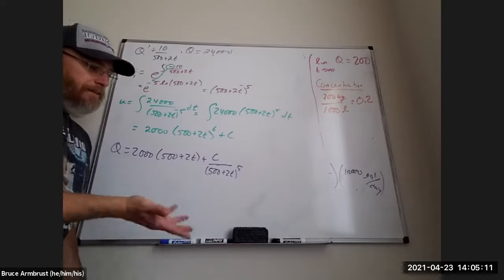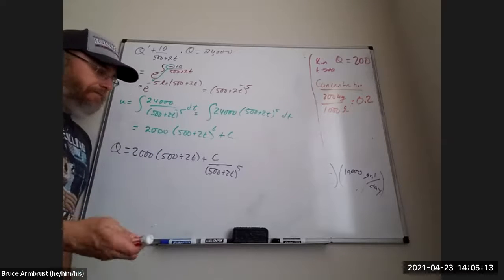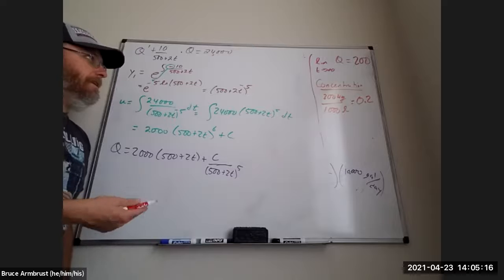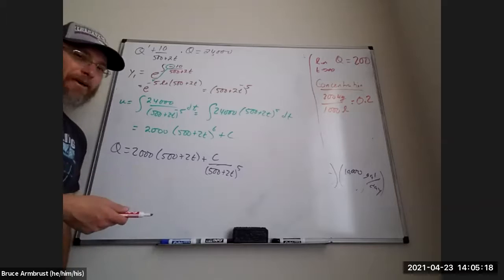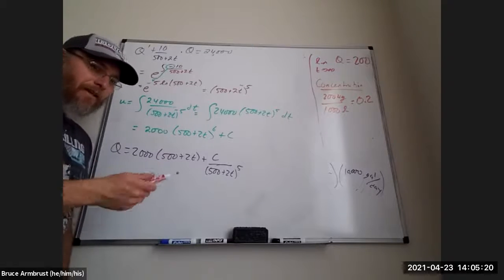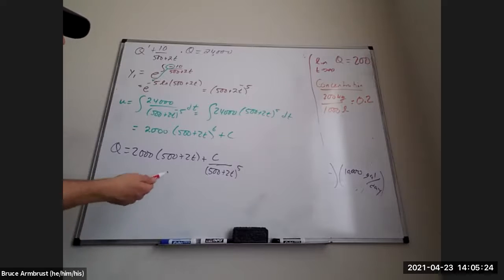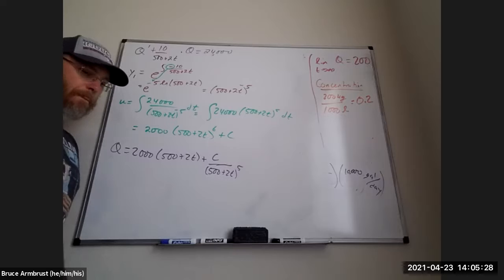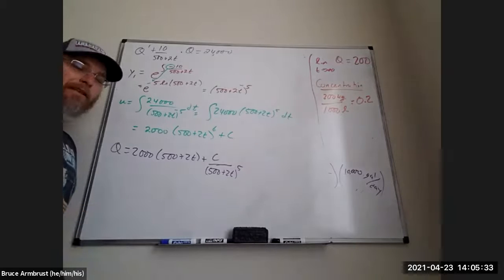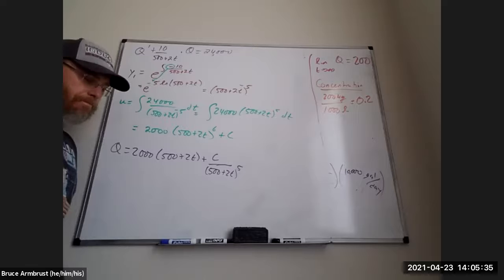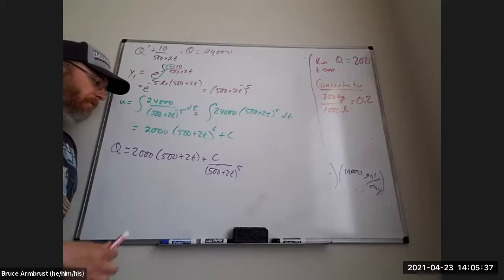All right, so now we've got to find C. Well, I think at this point you guys don't really care, but you probably didn't care a while ago. Let's at least figure out what C should be. So the question is, what's our initial value? Because we didn't write it down. What was Q of zero?